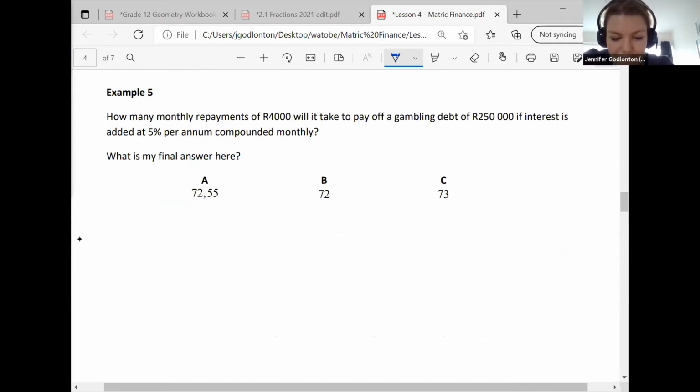All right. How many monthly payments of 4,000 Rand will it take to pay off a gambling debt of 250,000 if interest is added at 5% per annum compounded monthly? Think about what it is. Think about your formula. Think about what things would be. Is this some money that I'm saving up to in the future, or is it money that I have now that I'm paying off over time? Think about that. Let's see if anyone can get 100% for this question.